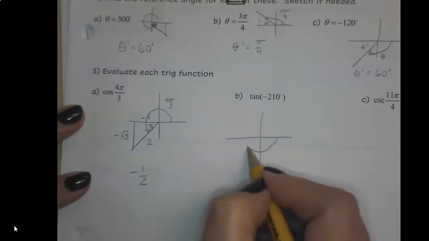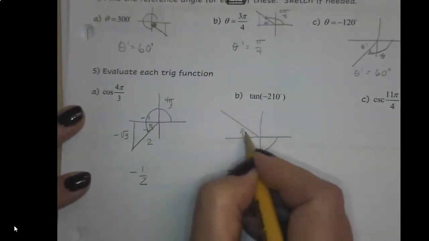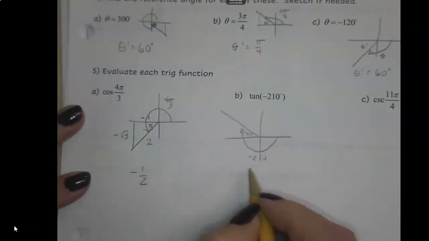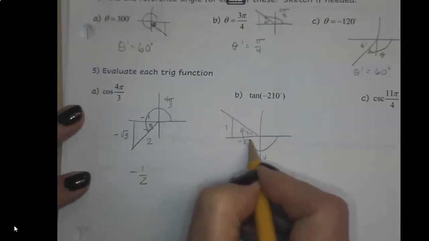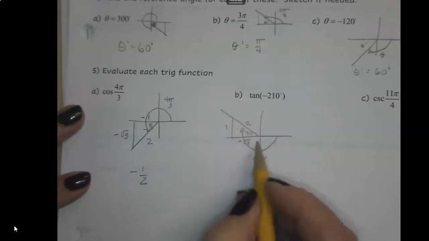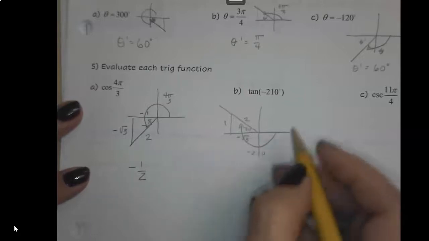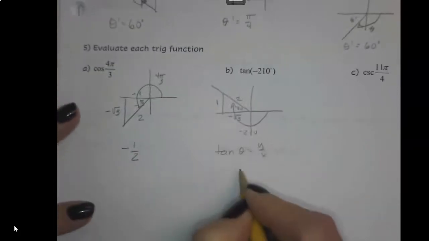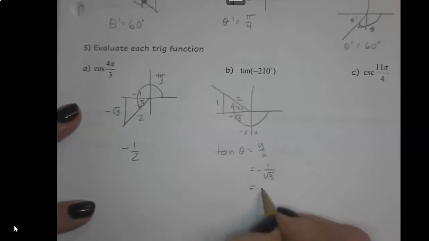Negative 210. There's negative 180. There's negative 210. Which makes our reference angle 30 because that would be the measurement between the angle. So now this is 1, this is negative root 3, and the radius is 2. Tangent is y over x, so this would be negative 1 over root 3, and then we would rationalize that and get negative root 3 over 3.